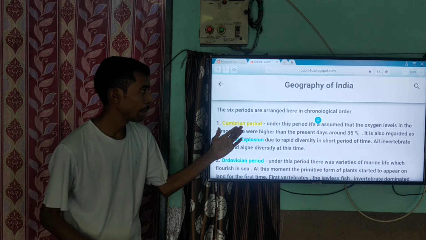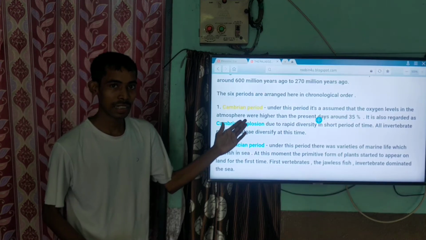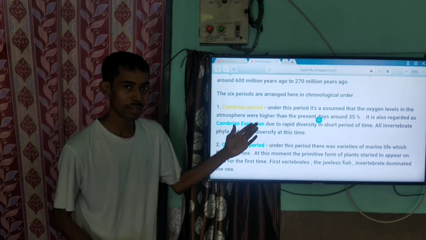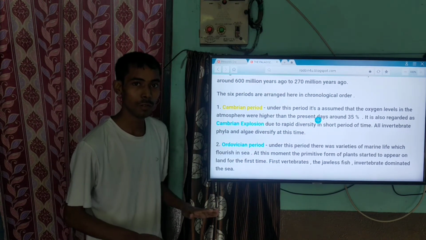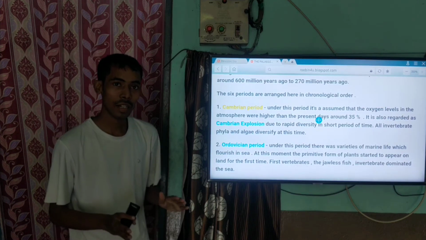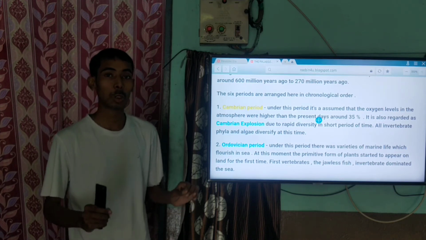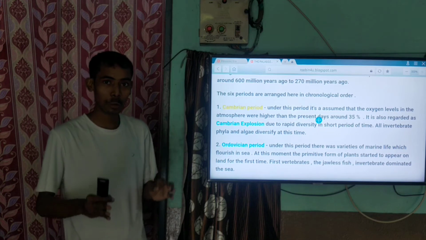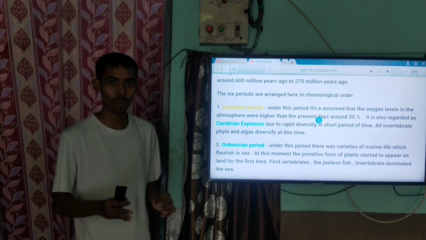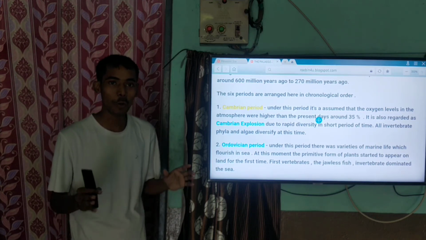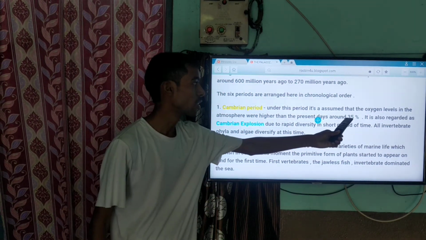See, Cambrian period, okay? So from when to when did this happen? It has not been mentioned here, so don't think that you don't have any data over here. It is assumed that around 570 million years ago it took place, okay? Under this period you will see that the oxygen level in the atmosphere was too high in comparison to today's. If you see today's data, you will find around 21 point something percent oxygen in the atmosphere. But in this period you can see here it is 35%.